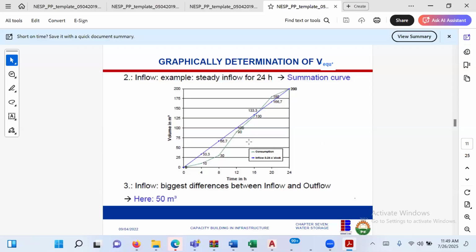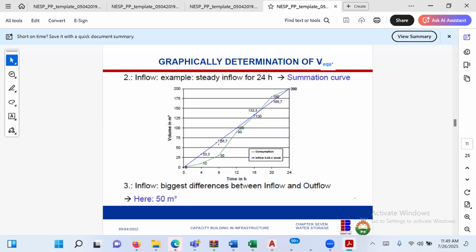Here, the blue line represents the water flowing into the tank at a constant rate over 24 hours. The green one shows how water is being consumed. For instance, between 0 and 4 hours in the morning, the water consumption is low. Then towards 8 o'clock, the water consumption goes high. It remains fairly constant until around 8 p.m. in the evening, when the consumption goes high again.